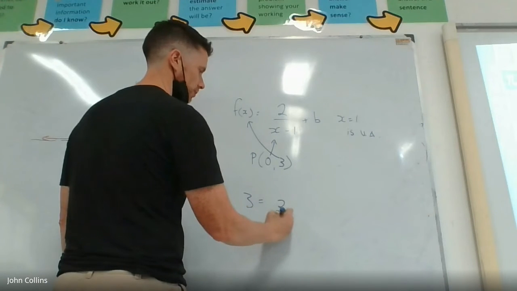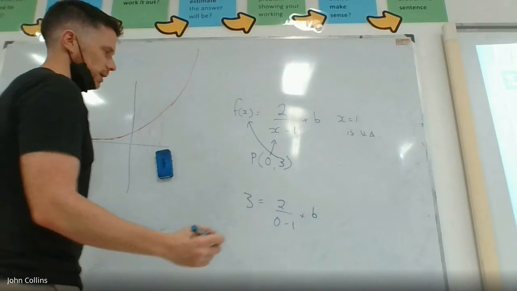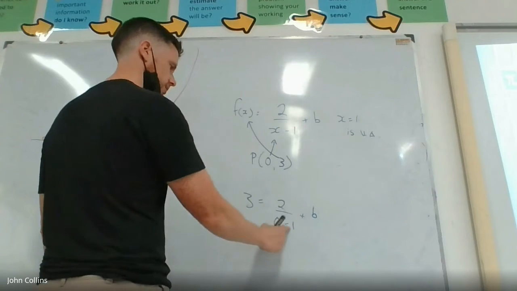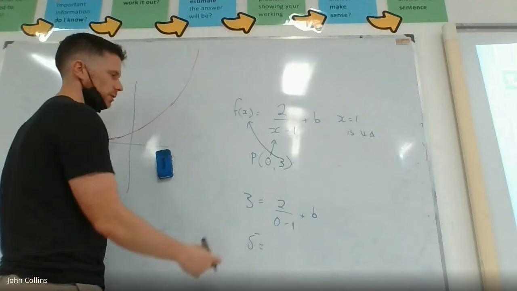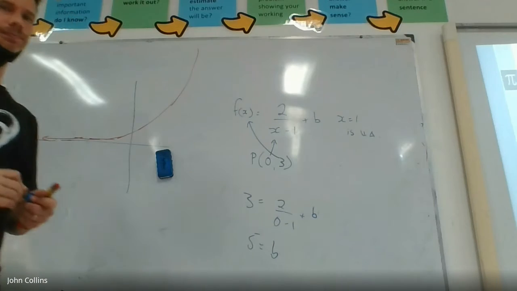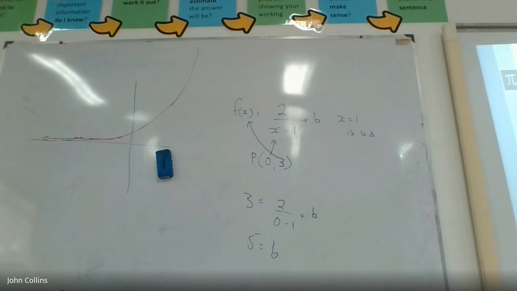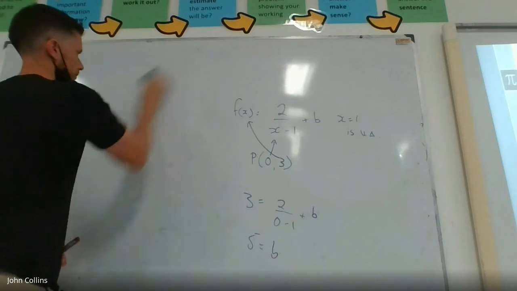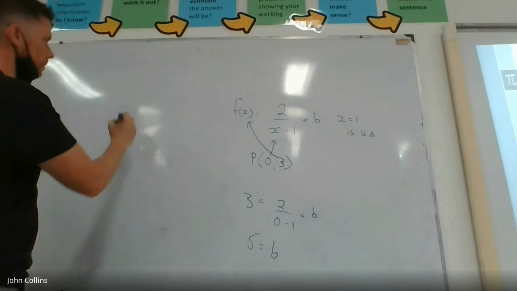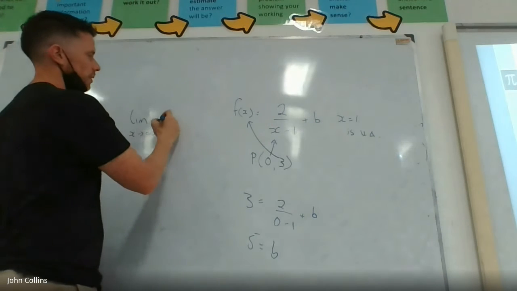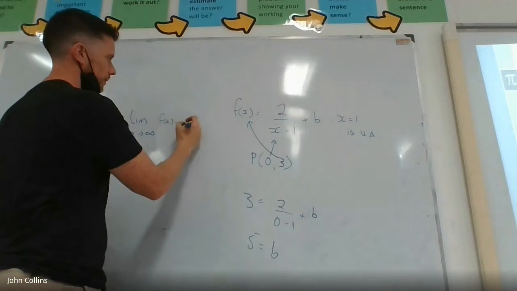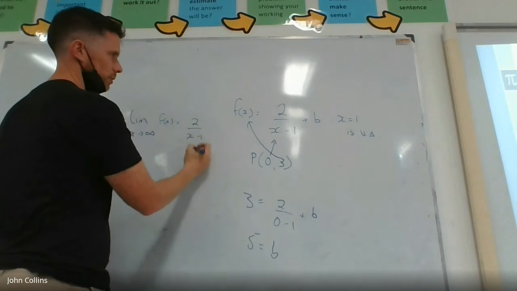3 is equal to 2 over 0 minus 1, plus b. That's going to be minus 2, isn't it? Because that's a minus 1, it's going to make that 2 over minus 1. So minus 2, and minus 2 comes over here, so b is 5. Okay. And then part c, the limit as x approaches positive infinity of this new function we found: 2 over x minus 1, plus 5.